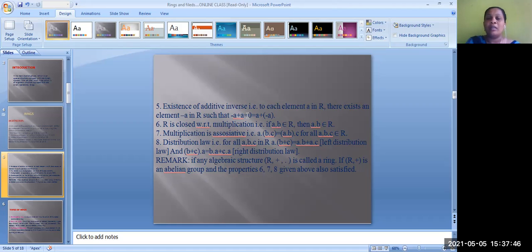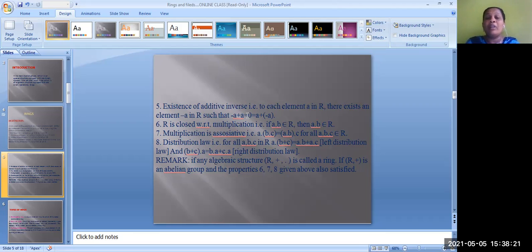It is a ring. Next, here we are going to use the distributive law. That is, for all A, B, C in R, A into B plus C is equal to A into B plus A into C. See here, what is the distributive law? A into B plus C is equal to A into B plus A into C. This is the left distributive law. And also we are going to solve the right distributive law: A plus C into A is equal to B into A plus C into A. That is nothing but the right distributive law.